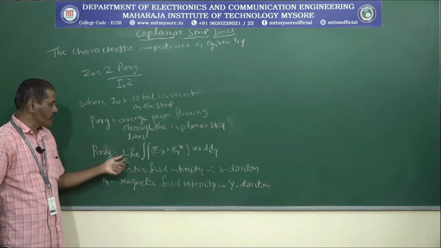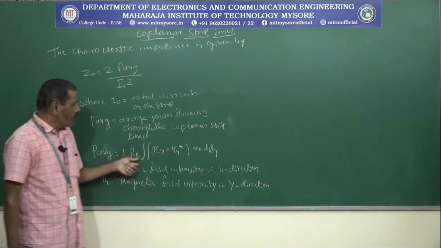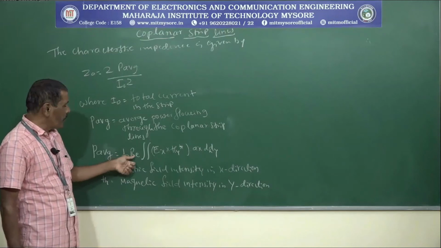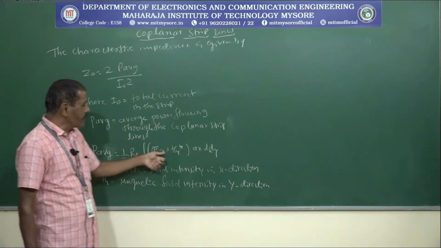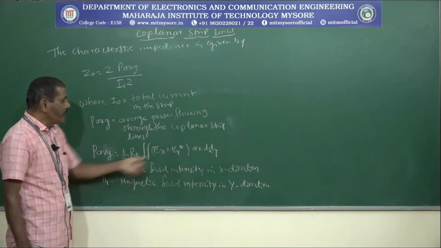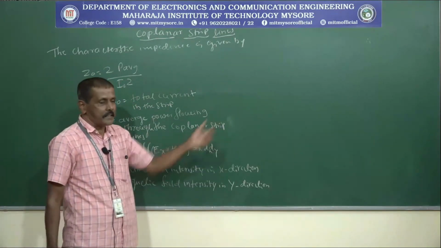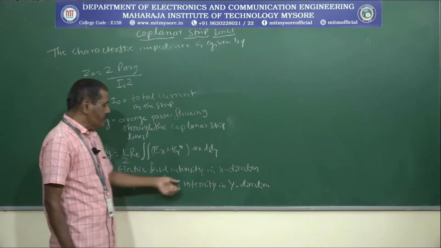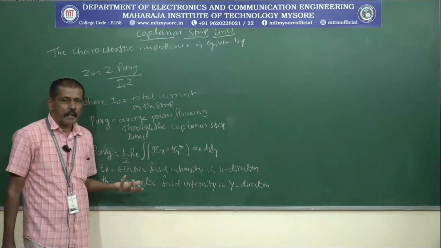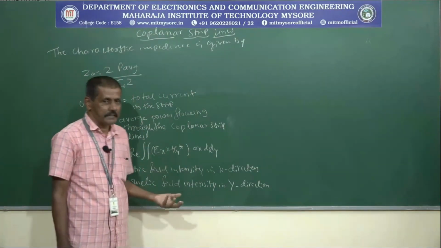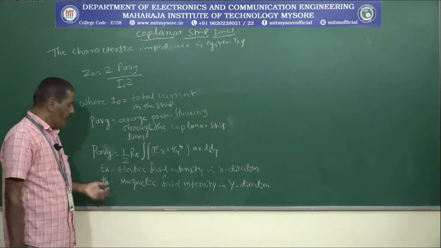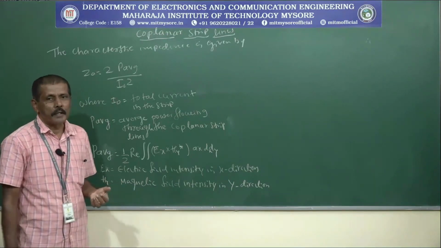and P average can be calculated from the equation: P average is equal to 1 by 2 Re double integration Ex into Hy star into dx into dy, where Ex is the electric field intensity in the x direction and Hy is the magnetic field intensity in the y direction. Because here the electromagnetic waves are there, so both the electric and magnetic fields are there. Therefore, in one direction we are taking the electric field and in another direction we are taking the magnetic field.